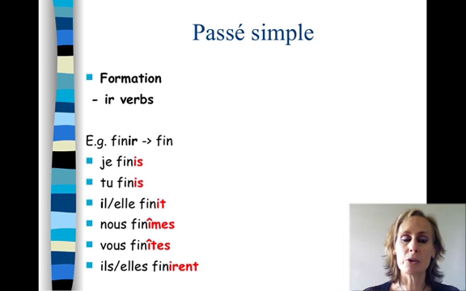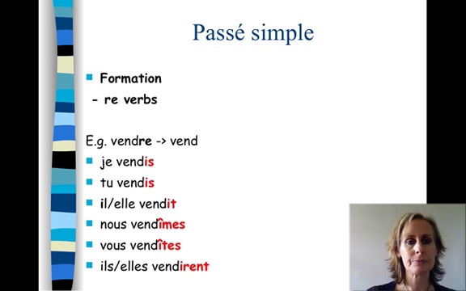So what about IR verbs? We use is, is, it, î mes, î tes, irent. Again, the nous, vous, ils, elles look very different. Nous finîmes, vous finîtes, ils, elles finirent. The je finis, tu finis, il, elle finit looks like the present tense, so just be careful there.